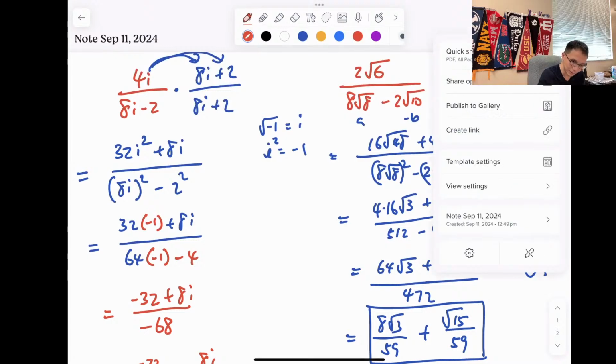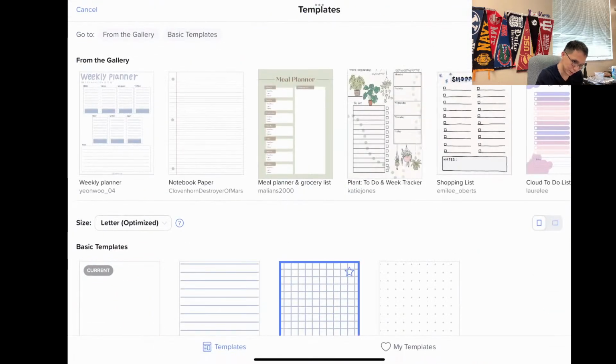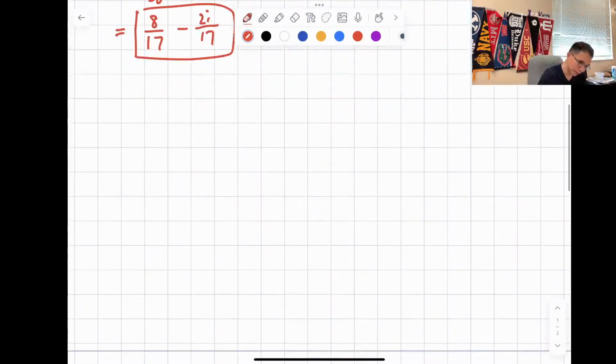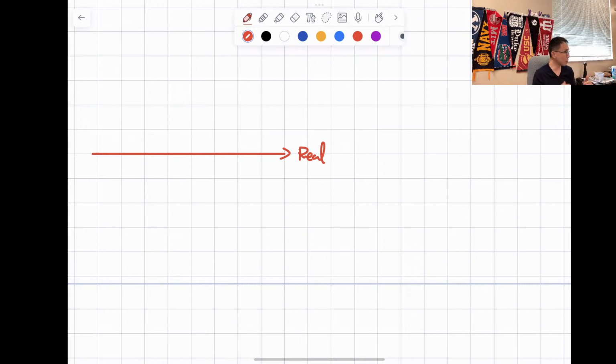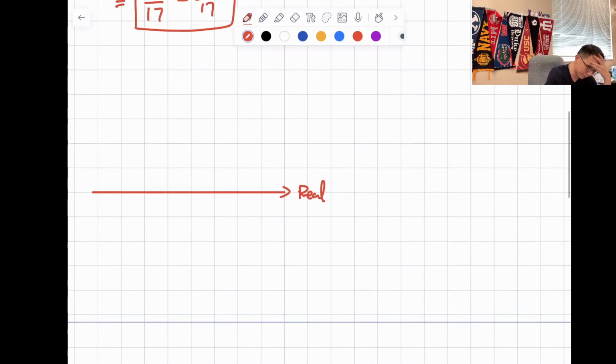First thing is, you should see a complex number, and we want to introduce you to complex numbers. I am going to change the template to this, apply. So this is the real axis. Instead of x-axis or y-axis, this is going to be the real axis. And this here is called the imaginary axis.